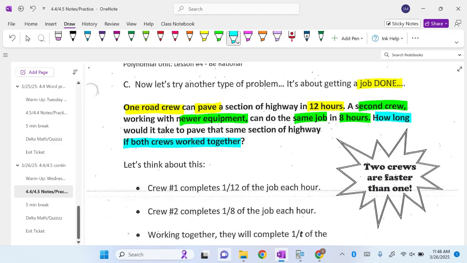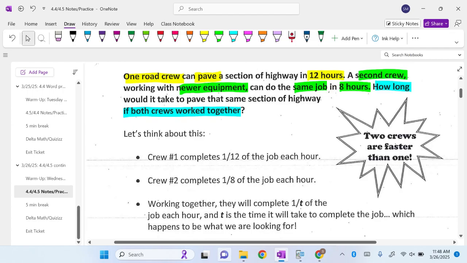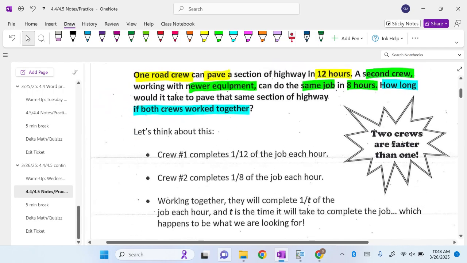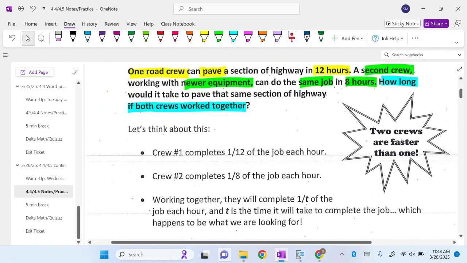All right. Now, obviously, if you think about your answer, would it be faster or slower compared to the two times that were given? They'd be faster because two crews are faster than one crew. So that means that at the very least, our answer has to be less than 12 and less than 8. All right. So it would be faster.